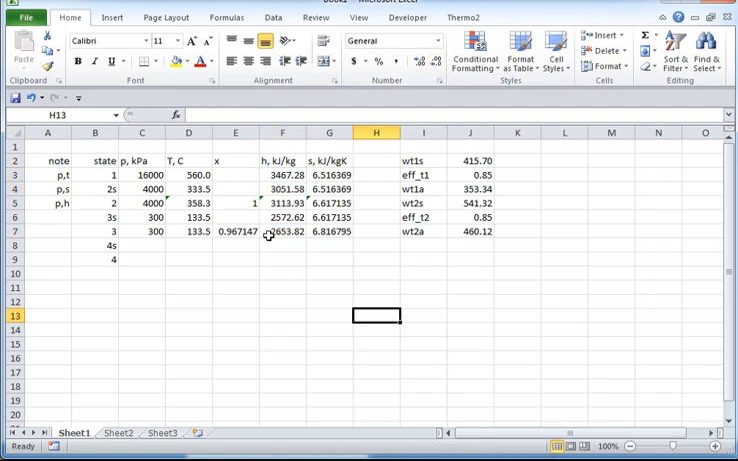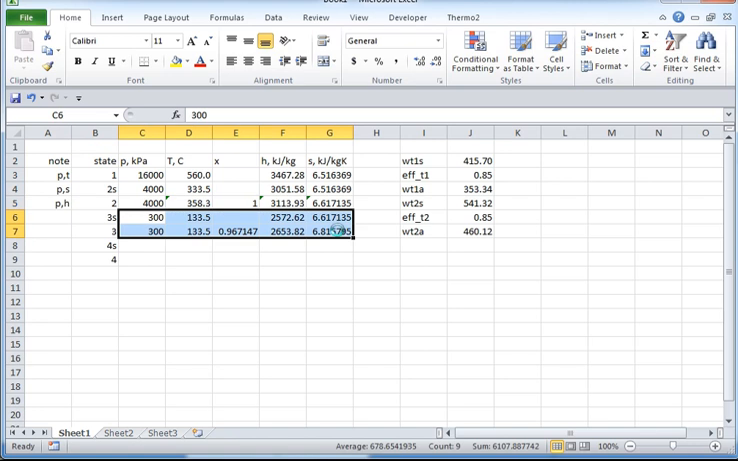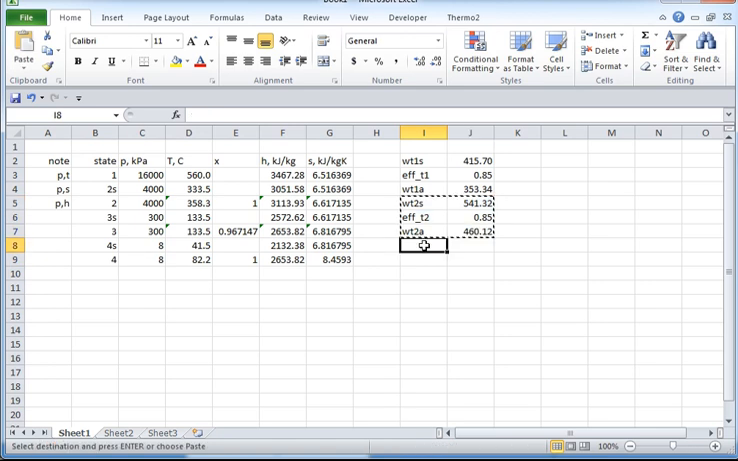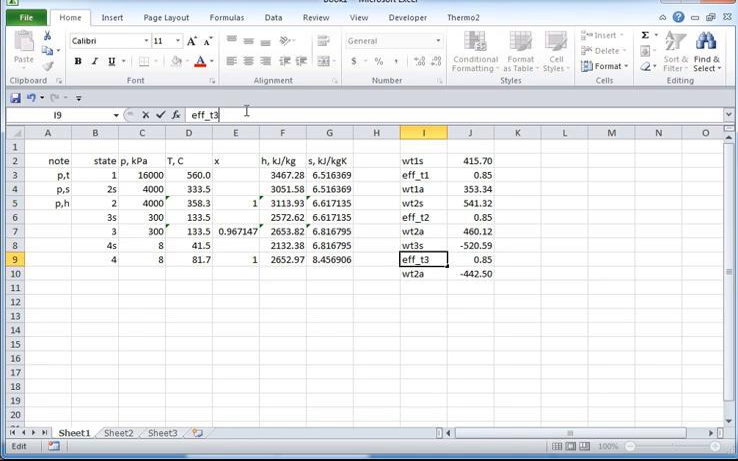Let me try and clean up these digits so you can see the values. So here I'm just going to copy because the third turbine stage is just like the other ones. It's not at 300, it's at 8 kilopascal. And then we need the work for the third turbine stage. It has 3 things we deal with. It's the isentropic work, it's the efficiency, and then it's the actual work.